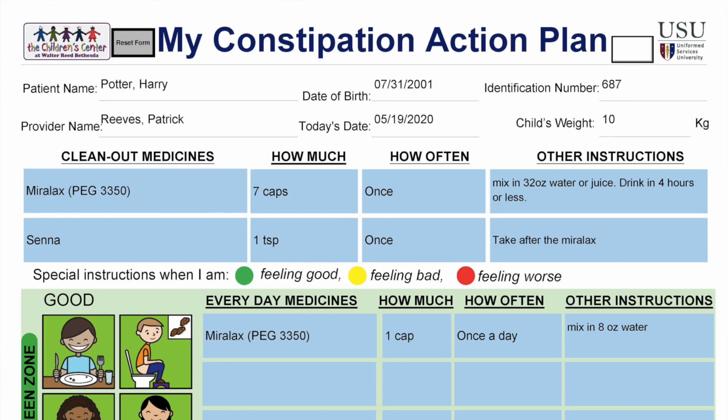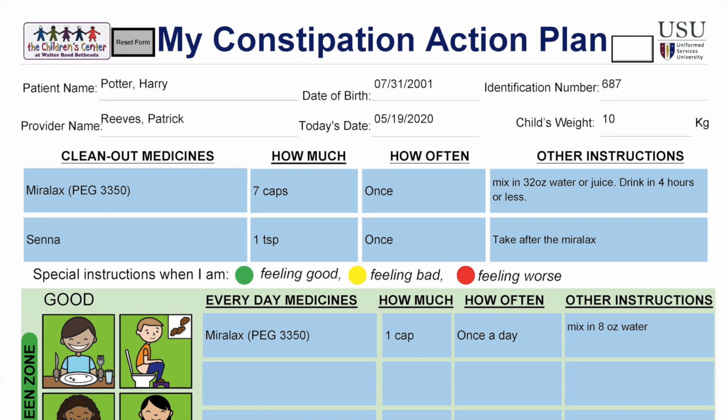Now that you and your physician have agreed upon the types of medications to use in the therapeutic treatment of your child's functional constipation, let's talk about the Constipation Action Plan. The Constipation Action Plan is divided into 4 main sections. At the top, you'll see that there is a clean-out section.